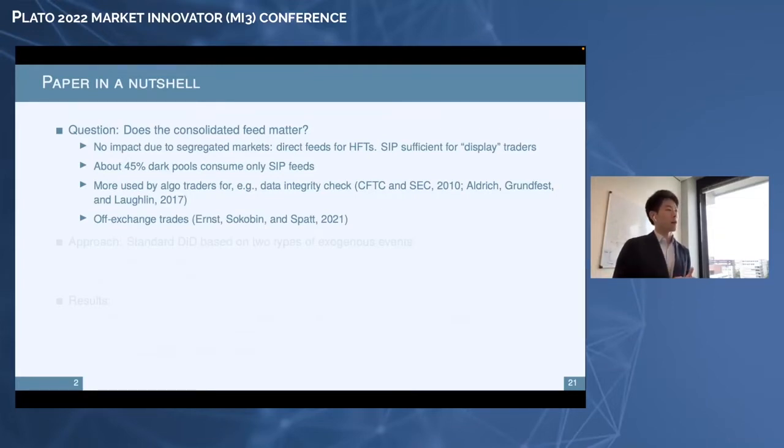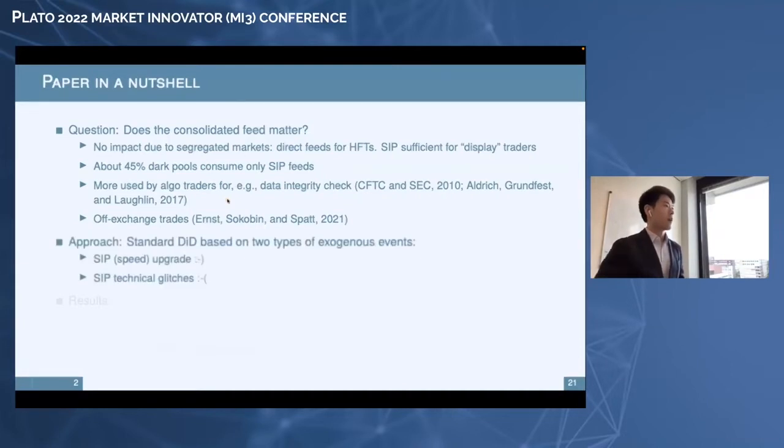Reports also show that the SIP is used by algo traders, for example, for data integrity checks. For example, there is a study looking at the 2010 flash crash, where a very corrupted SIP further made traders withdraw from the markets. I also think the recent paper by Thomas, who is presenting this afternoon, looks at off-exchange trades containing the SIP, and they show that traders do respond to off-exchange trades containing the SIP.